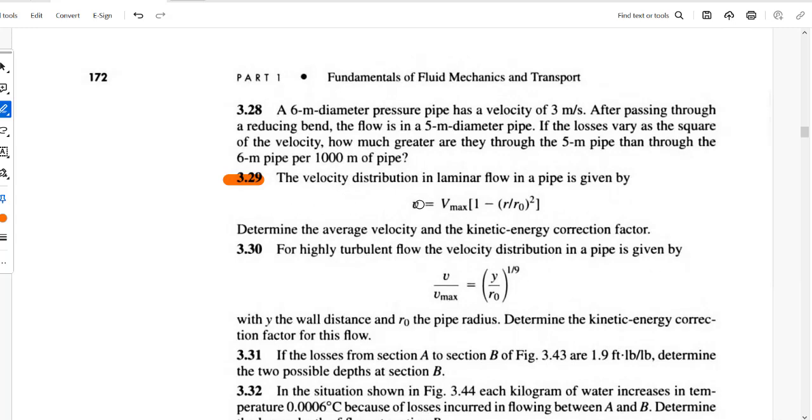The velocity distribution in laminar flow in a pipe is given by this relation. Here V max is the maximum velocity of the flow in this pipe, and R out is the radius of that pipe. Determine the average velocity and the kinetic energy correction factor. We should find these two values. Let's do it.